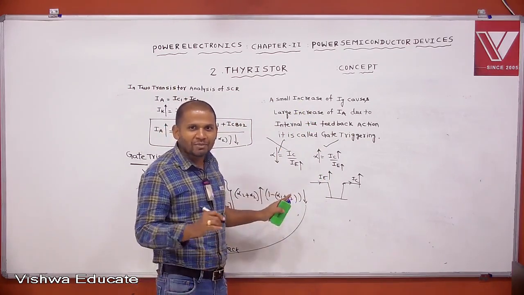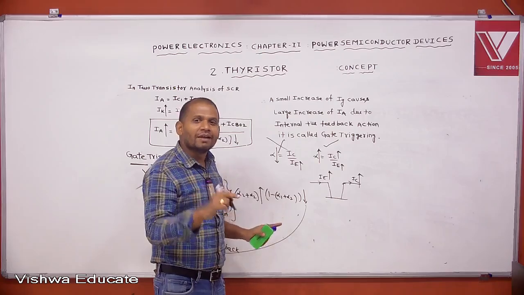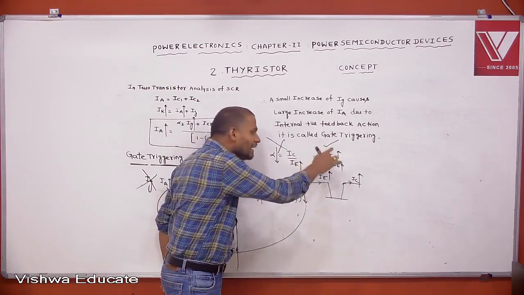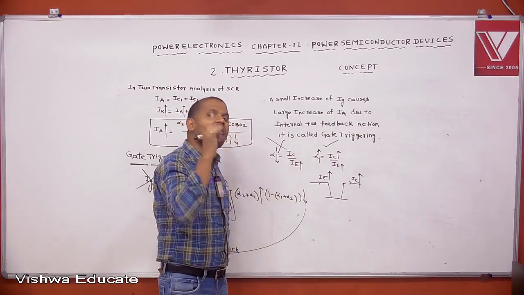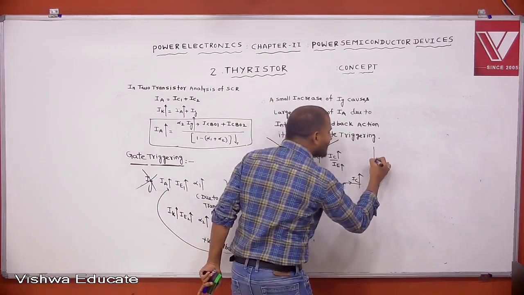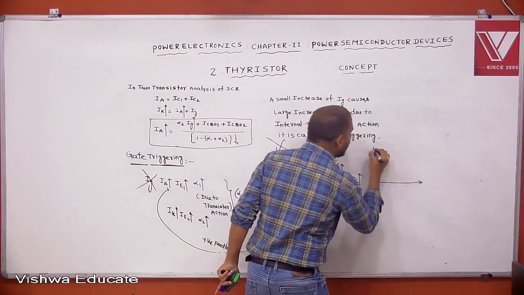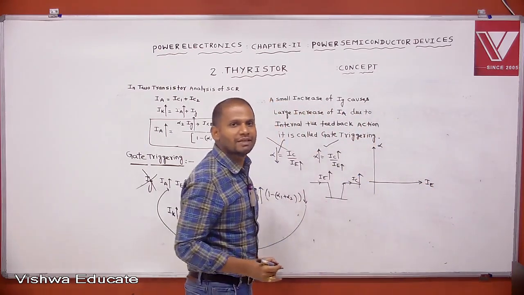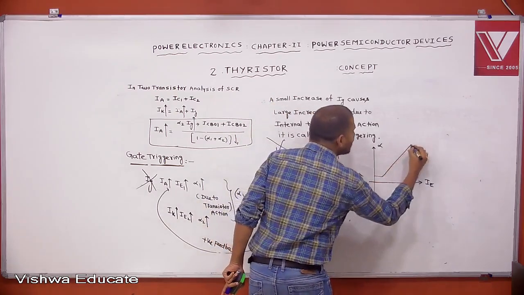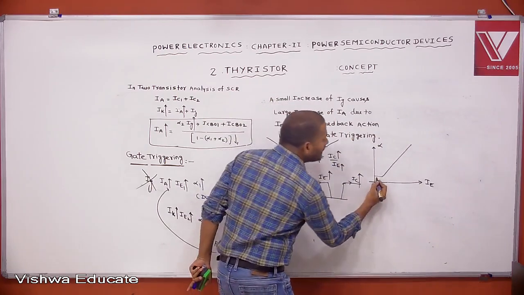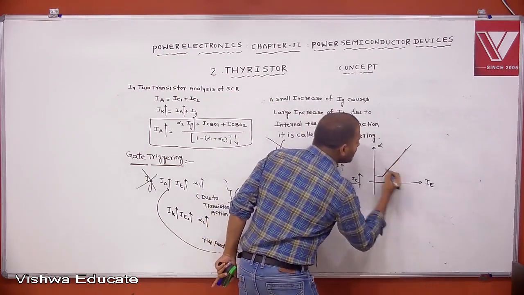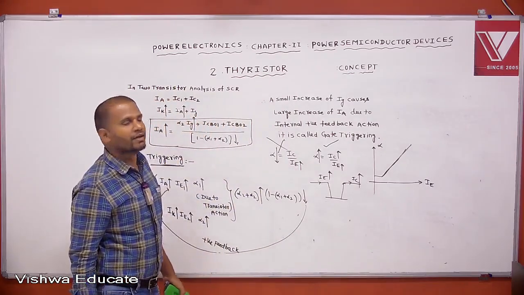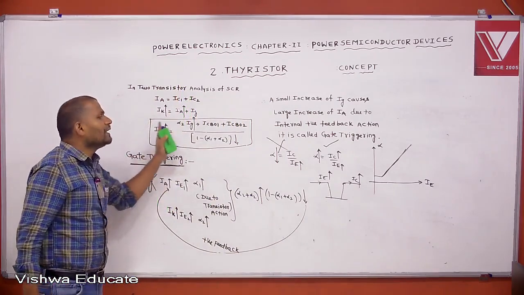But just by seeing the mathematics, don't say that it reduces. Mathematically it is, but it is wrong. Technically it is correct: if IE increases, alpha is up. That's the reason why. If you draw the characteristics between alpha versus IE in the case of a transistor, you get a characteristic like this. Up to some value, then it is constant. Then if IE increases, alpha also increases. Okay, clear?